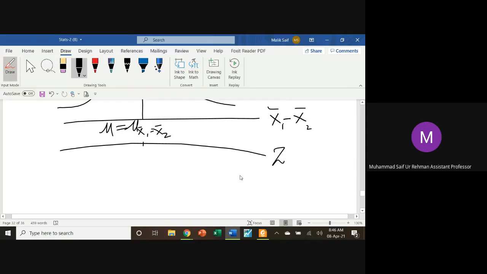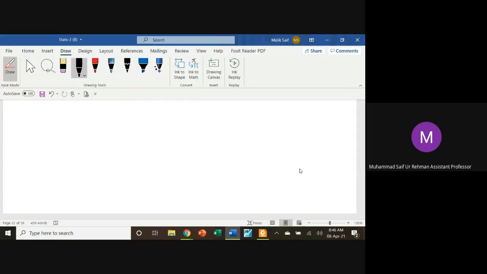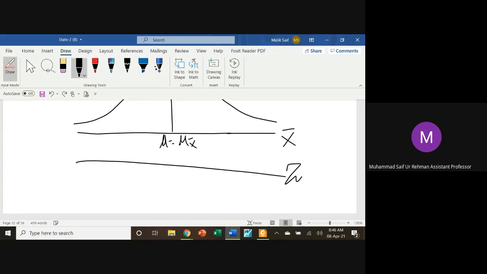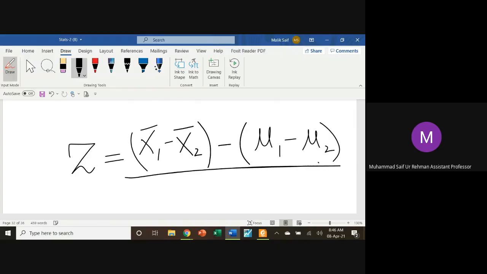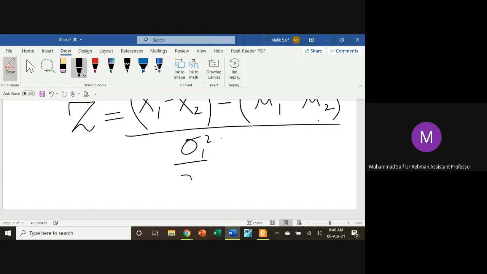So central limit theorem works, and if you see the z formula in this particular case, that you will use as z statistic, this will equal x1 bar minus x2 bar, minus mu1 minus mu2, divided by sigma 1 square divided by n1 plus sigma 2 square divided by n2, and there is square root on these two terms.